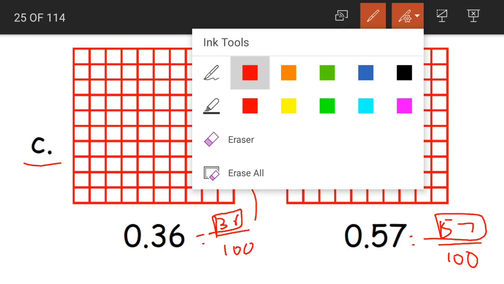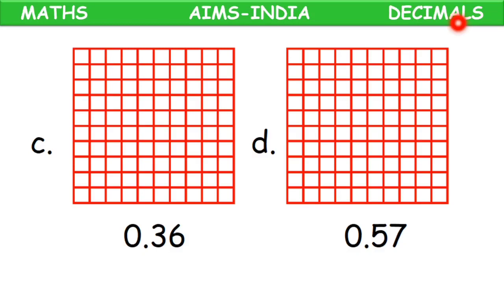Is this clear, children? And with this, we've come to the end of today's class. I hope whatever we have learnt in today's class was clear for you, and we'll continue the topic decimals in the coming class.